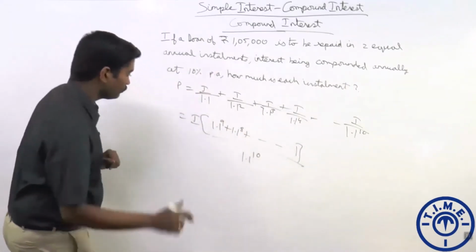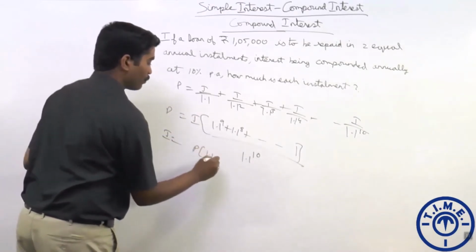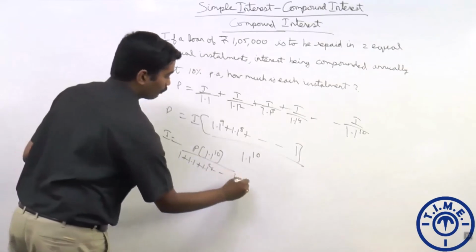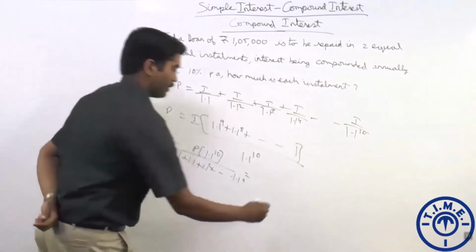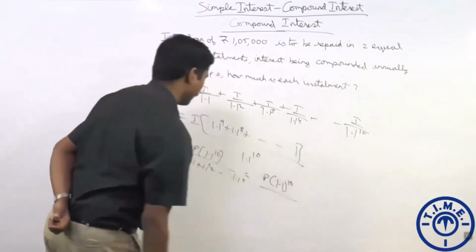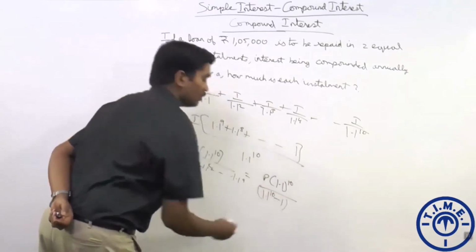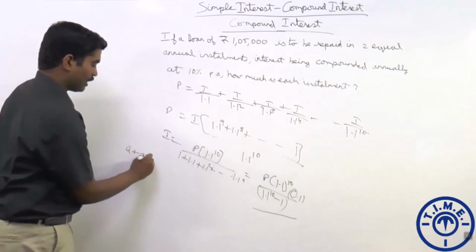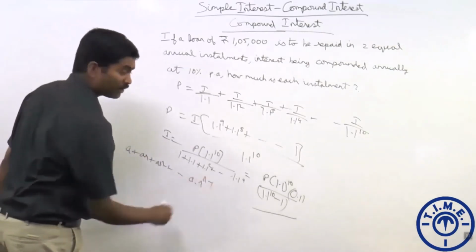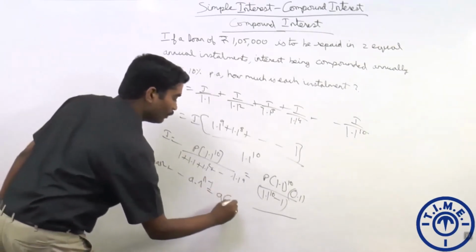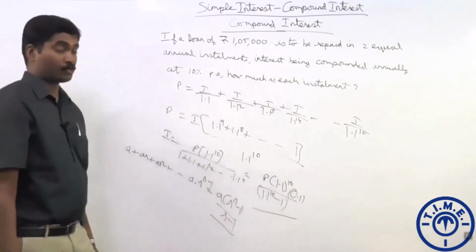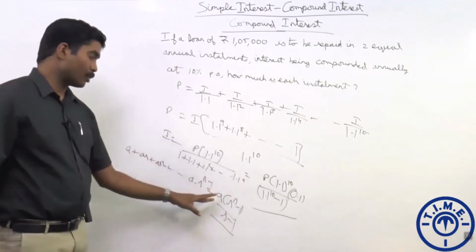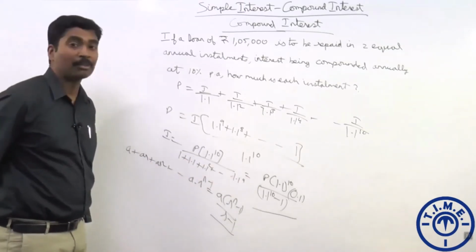Now, I can say I is equal to P into 1.1 whole power 10 divided by 1 plus 1.1 plus 1.1 square plus so on till 1.1 whole power 9. Now, as you can see, your denominator is nothing but a geometric progression. P into 1.1 whole power 10 divided by 1.1 whole power 10 minus 1 by 1.1 minus 1, which is 0.1. This is nothing but, if you remember, a plus ar plus ar square till a into r power n minus 1. Sum of n terms of a GP is a into r power n minus 1 by r minus 1. That's what exactly I've applied here: 1.1 power 10 minus 1 by 1.1 minus 1, which is 0.1.